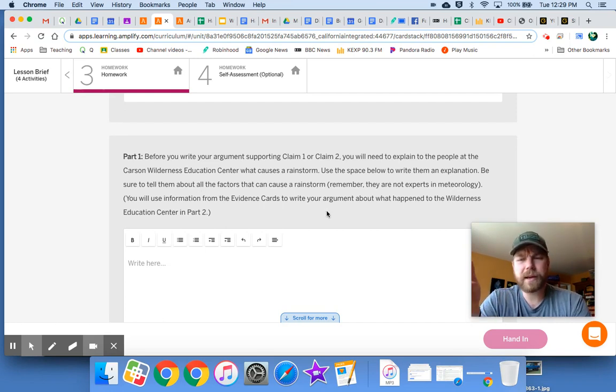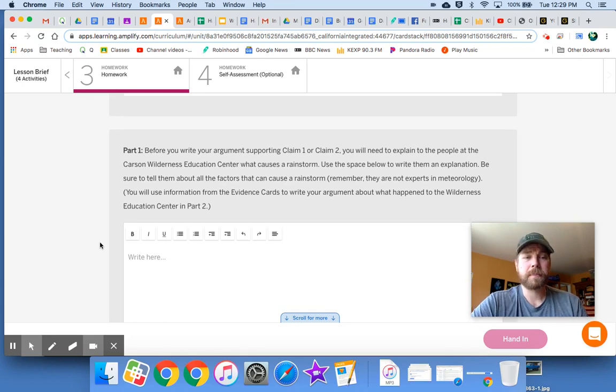What were some of the factors that we've been working with and talking about? We've been talking about the amount of surface water, because you have to have something that will evaporate into the air. We've been talking about warm weather, how that causes bigger storms. And we've been talking about winds and how that can propel an air parcel even higher into the troposphere. Remember, they are not experts in meteorology, and apparently you are. So show me what you know, write about what causes a rainstorm right here. That's the first part of your argument.